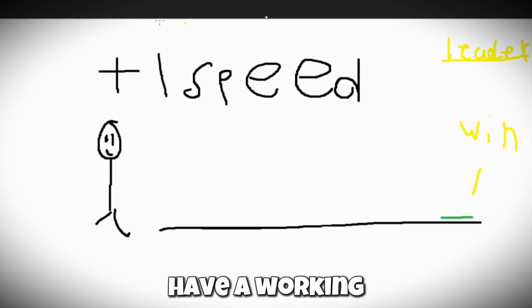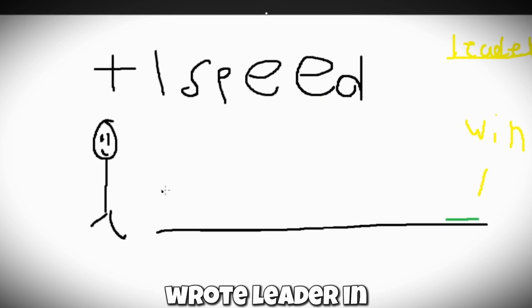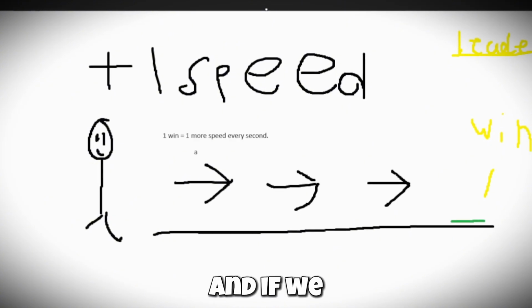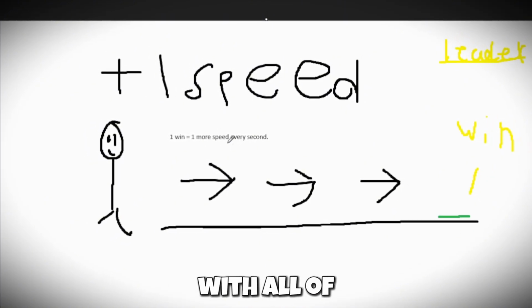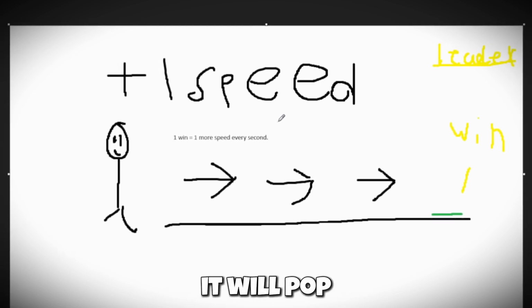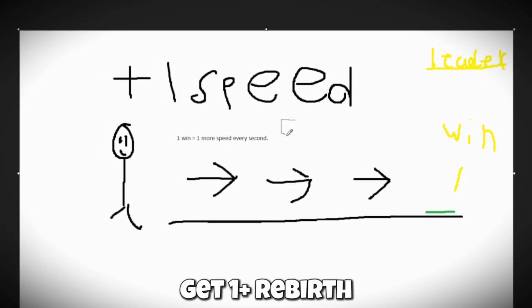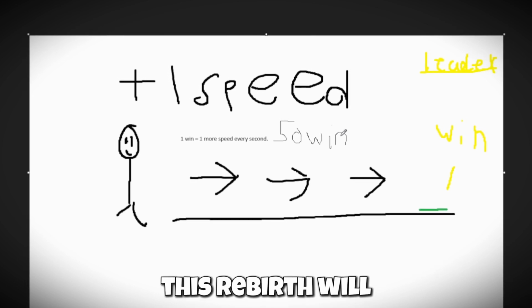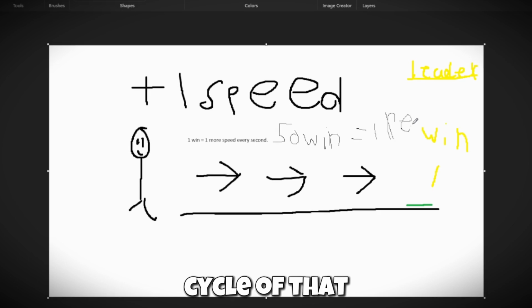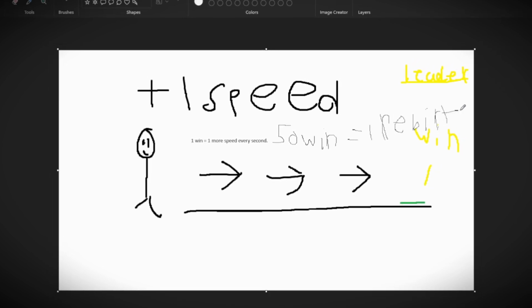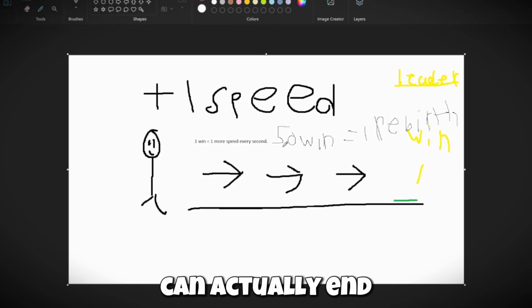I do want to have a working leaderstat system also, that's why I wrote leaderboard in the top right. And if we do have enough time by the end, I do want to make a working rebirth system with all of this, which when you rebirth, it will pop up on your screen and you will get 1 plus rebirth. This rebirth will make it so you get 2 wins every time, and it'll just be an infinite cycle of that every time.